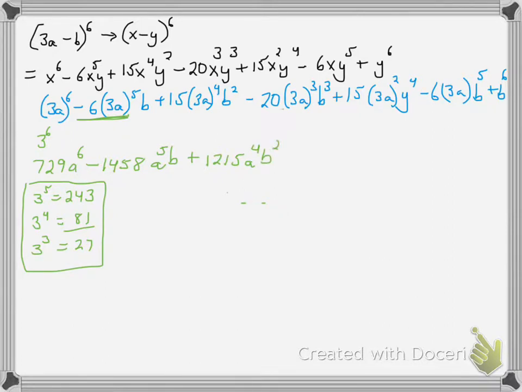Okay, so now I went ahead and put a chart down to help me. The first one is just the 729, which is 3 to the 6th power. For this one, I pick up the 3 to the 5th, which is 243, and multiply it by 6. For the next one, I pick up 3 to the 4th, which is 81, multiplied by 15. The next one, I'm going to have 3 to the 3rd, which is 27, multiplied by 20. That will be 540.